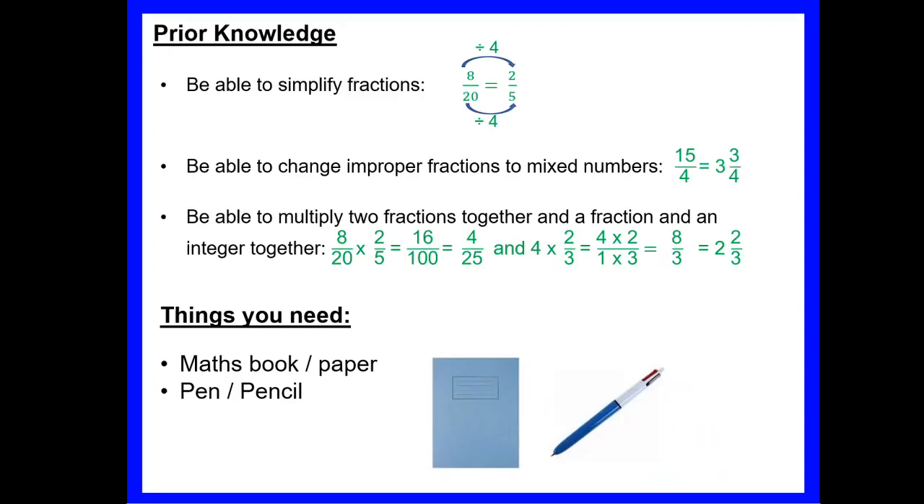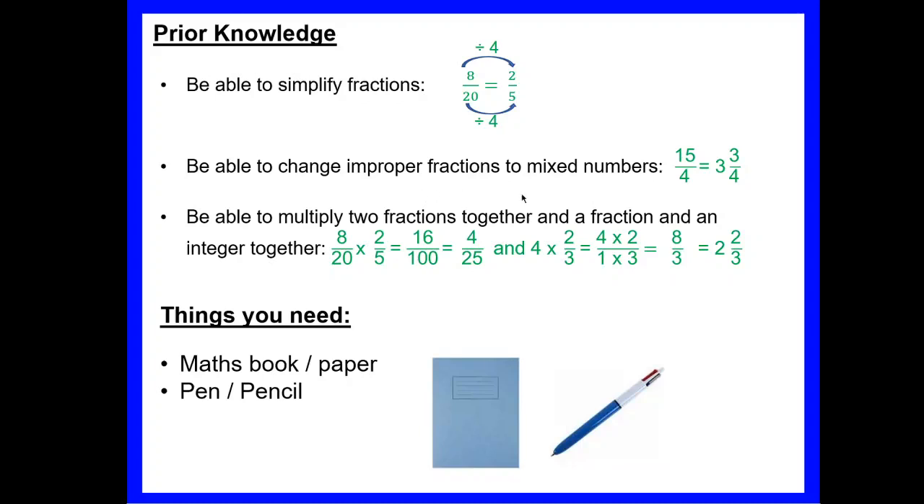Our prior knowledge then. To be able to complete this lesson, we should be able to simplify fractions. So for example, if I have 8 out of 20, to simplify it, we need to divide the top and the bottom by the same number. Both 8 and 20 are divisible by 4, so if we divide them by 4, we end up with 2 out of 5, and we can't simplify 2 out of 5 because they have no numbers in common.